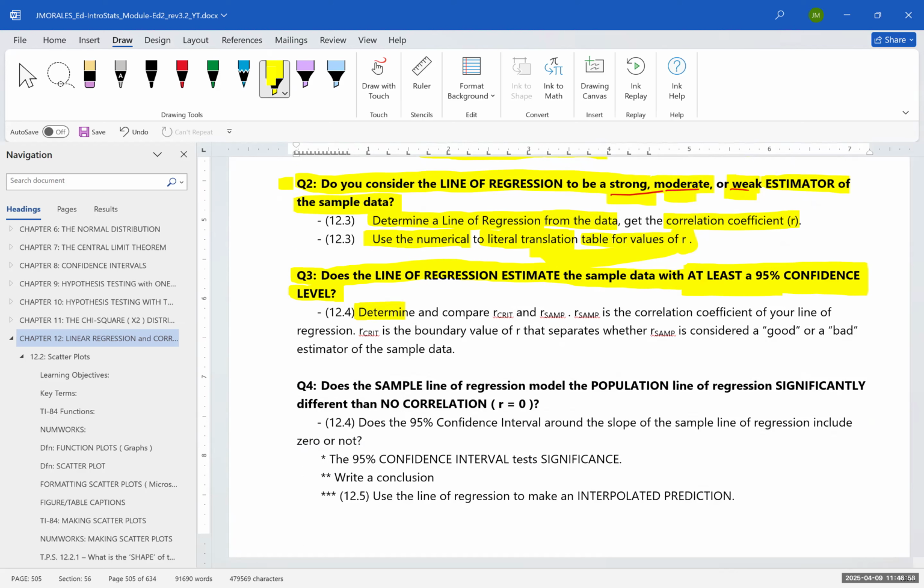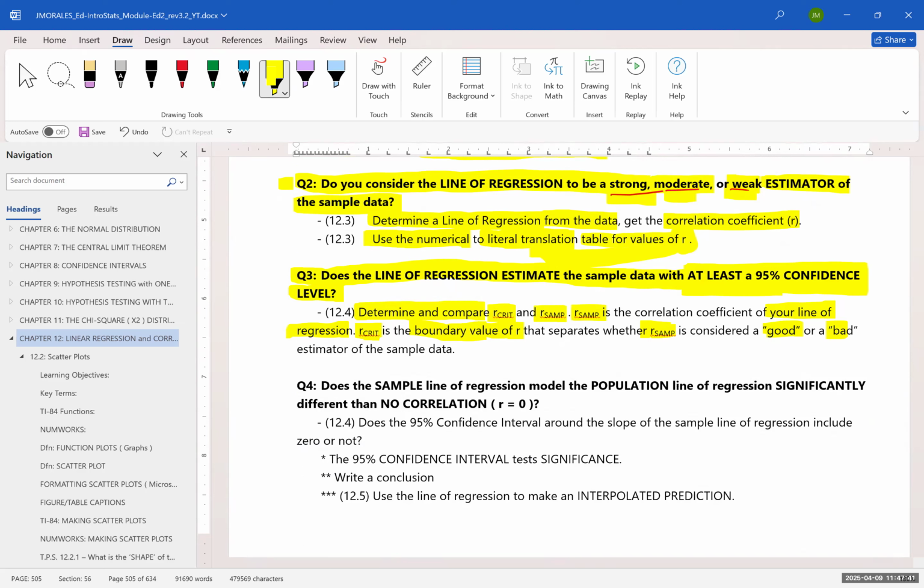So we're going to determine and compare a correlation coefficient critical value against the correlation coefficient of our sample data. Okay, the correlation coefficient of our sample data is based off of our line of regression. And this correlation coefficient critical value is a boundary value of the correlation coefficient that separates whether our sample correlation coefficient is considered good or bad. Okay, this is where we're going to make kind of like a value judgment here.